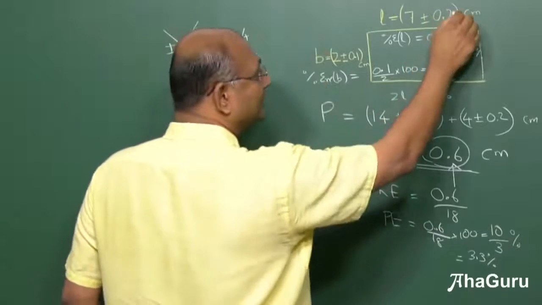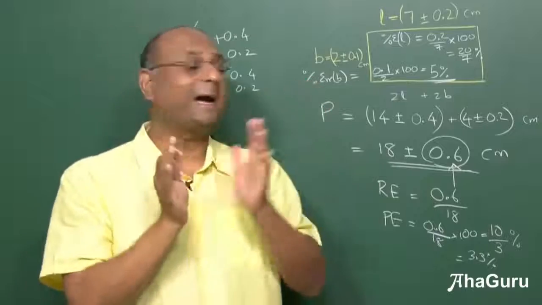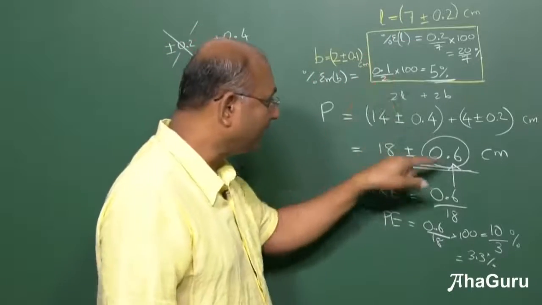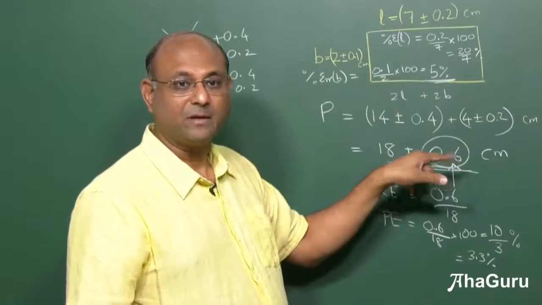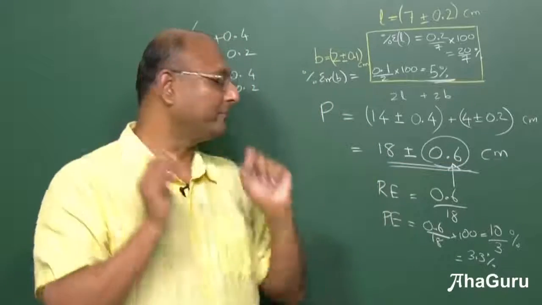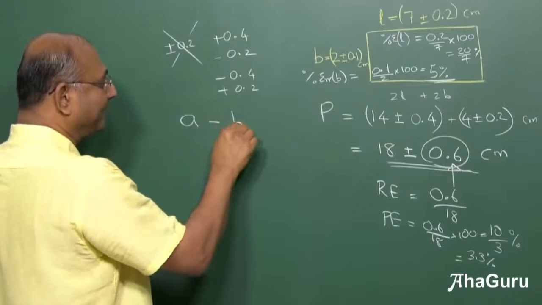Remember, this fellow's percentage error and this fellow's percentage error do not add up. Relative errors do not add up. Absolute errors add up. When you are adding two quantities, absolute errors add up. Okay, now let us think about A minus B.